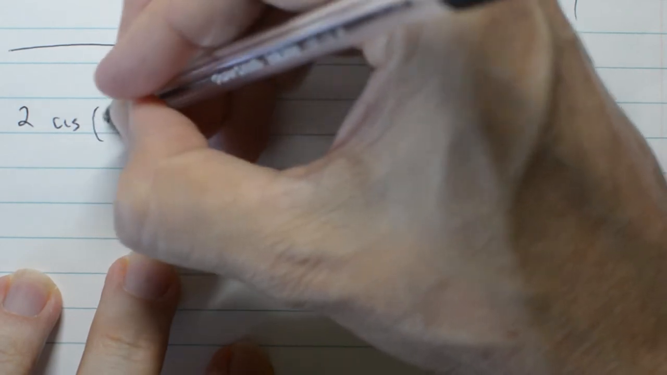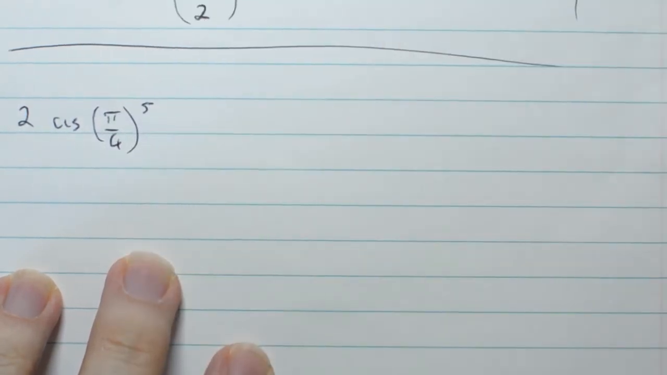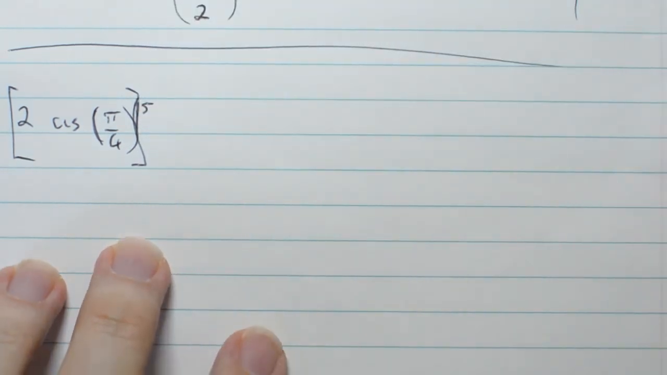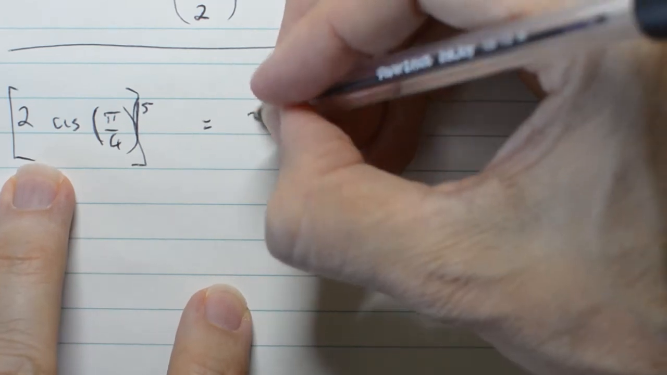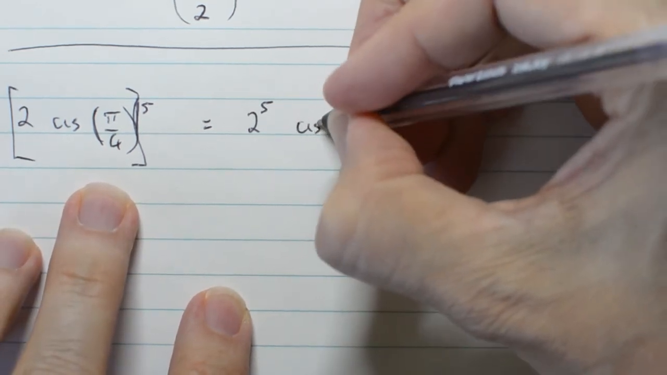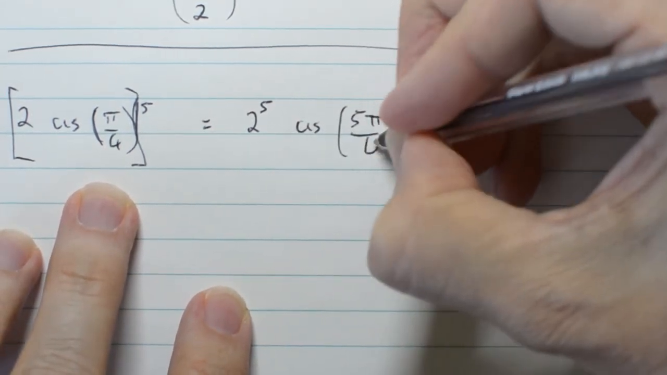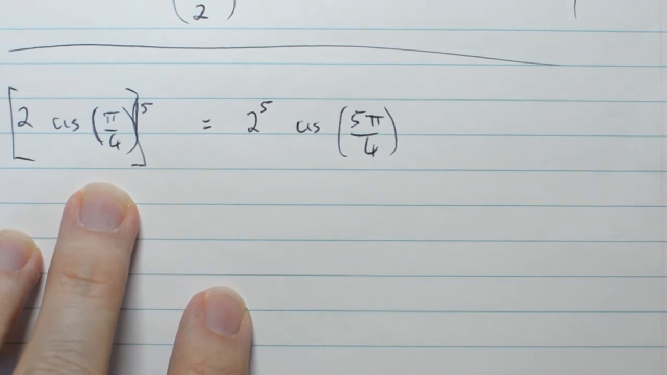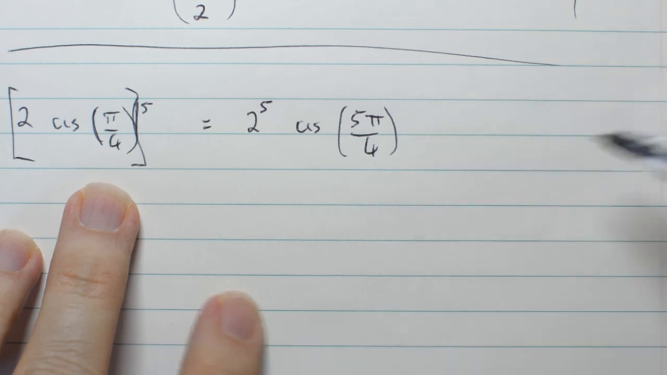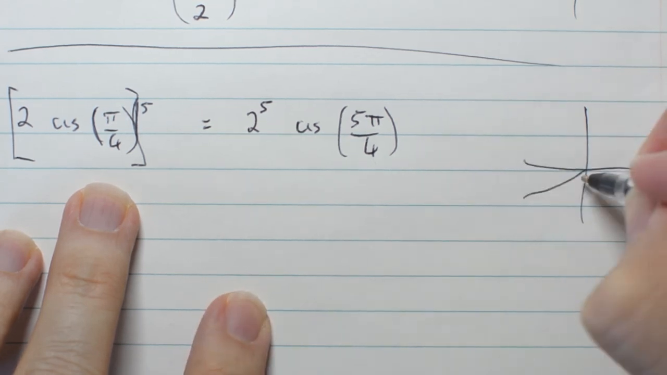Two cis pi on 4 to the power of 5. No, sorry, the whole thing here to the power of 5. Well, I raise my modulus to the power of 5, and I multiply my argument by 5. Okay, so far. But this is bigger than pi. So I need to go back the other side. I have 5 pi on 4.